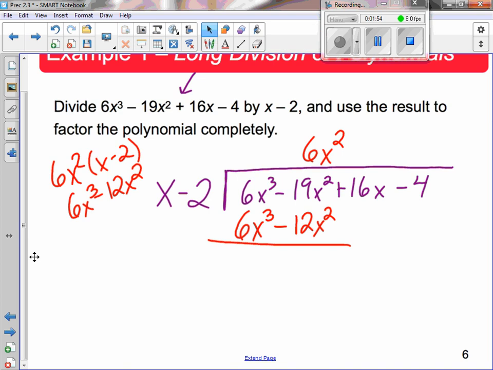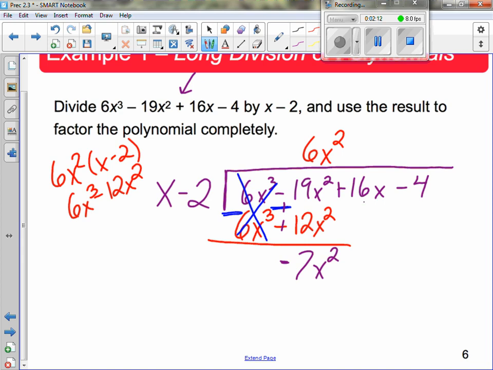And then, because 6x cubed minus 6x cubed is 0, negative and negative make it positive. Negative 19 plus 12 is negative 7x squared, and we bring down the next term.